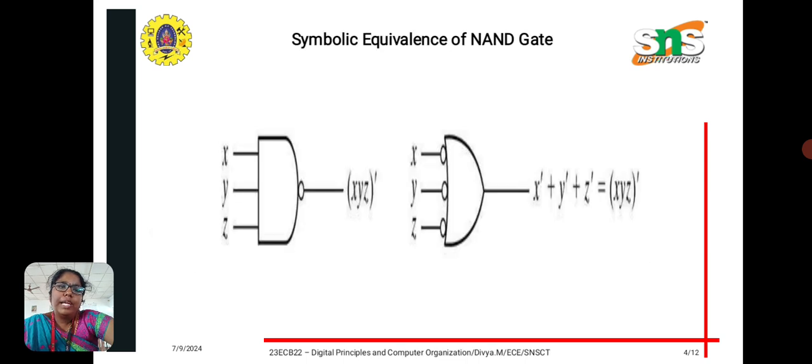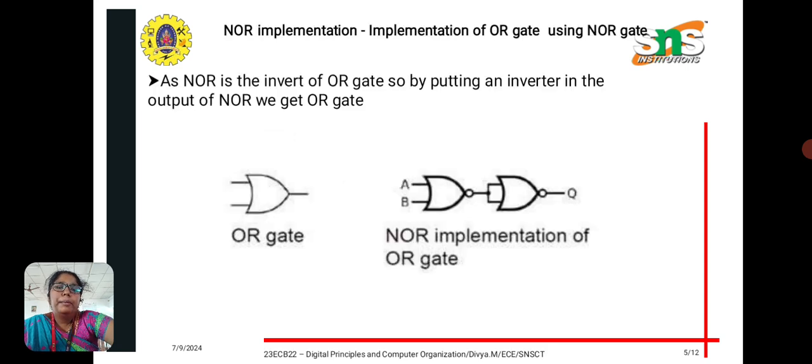This is the symbolic equivalence of NAND gate. Here we are giving three inputs, and the output will be x, y, z complement. Similarly, the complement of each input is given to an OR gate. That is also equivalent to a NAND gate.